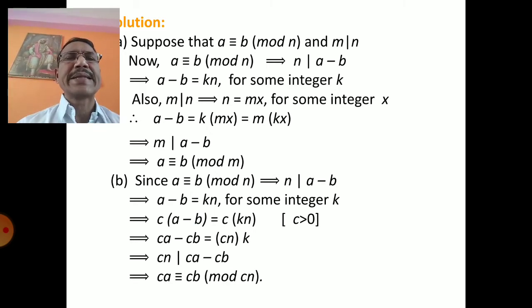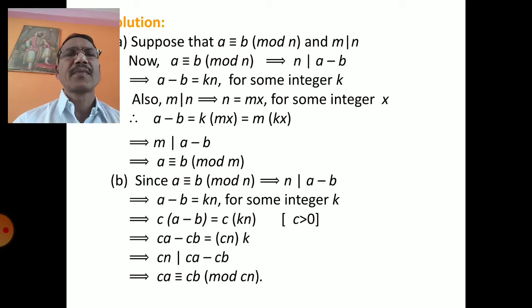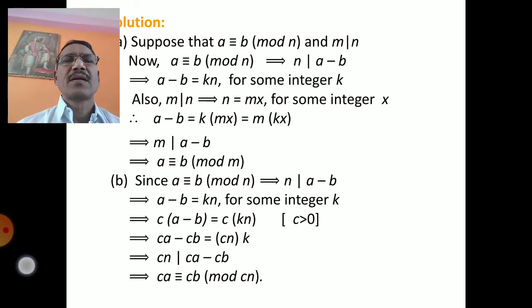Multiplying by c, we get c into a minus b is equal to c into kn. Or it can be written as ca minus cb is equal to cn into k, which implies cn divides ca minus cb. And by the definition of congruence, this means ca is congruent to cb mod cn.